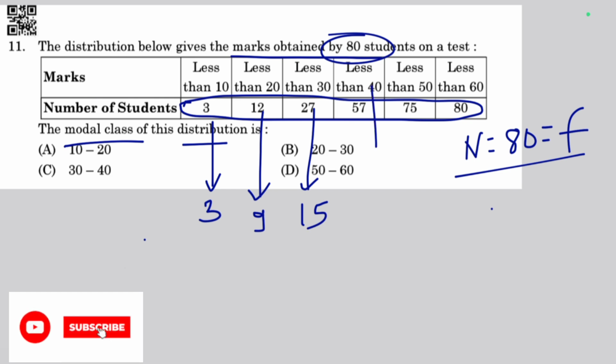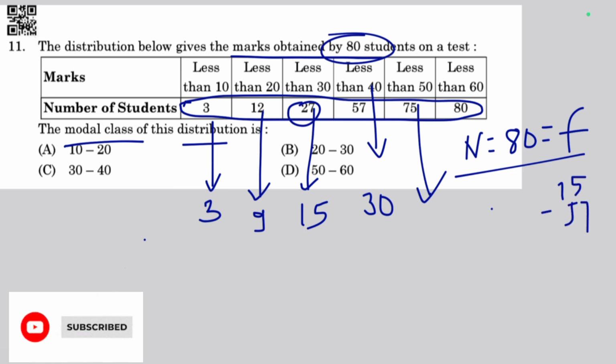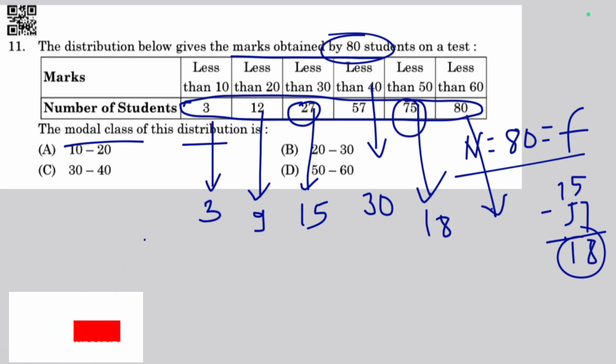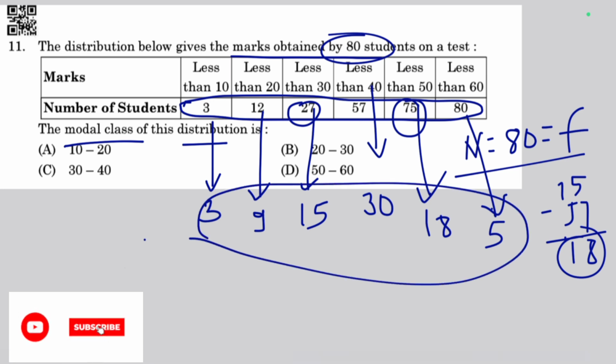Then this is the 30 to 40 class. Now what is the cumulative frequency? 57. So I will subtract 27 from 57, and I will get 30 for this class. For the next class I have the cumulative frequency 75. I will subtract 57 from 75 and get 18. Then we have another class, 50 to 60. It has the cumulative frequency 80 and the preceding cumulative frequency is 75, so this is 5. So we now have the individual frequencies of all the classes.